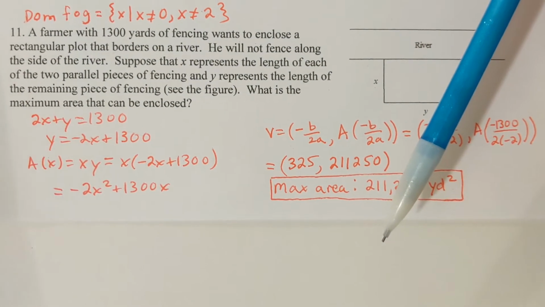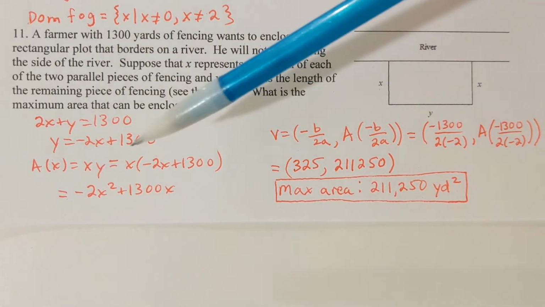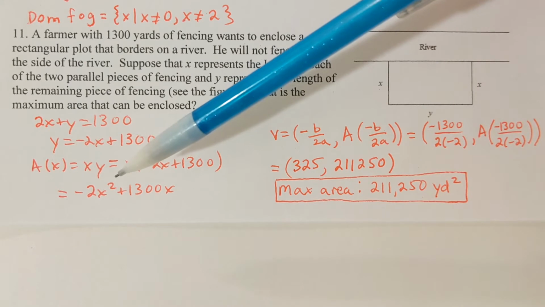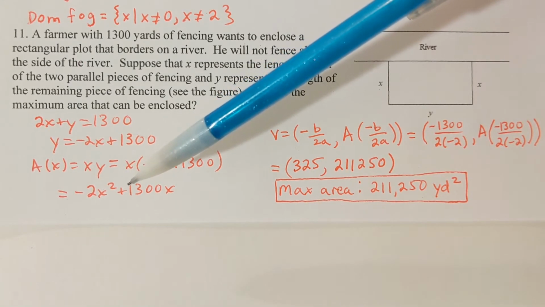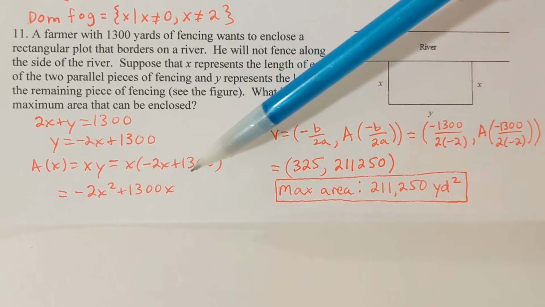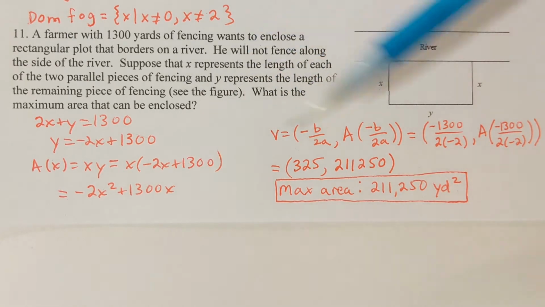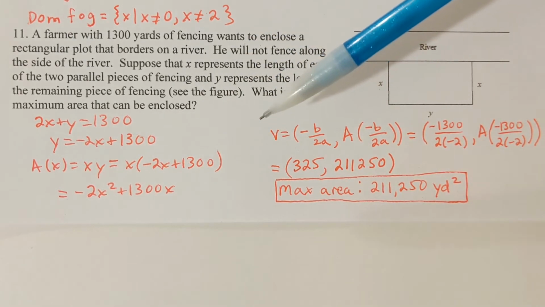What is the maximum area that can be enclosed? Well, the thing to see here is that this function would be a parabola. I'm in a quadratic form, ax squared plus bx plus c. C would be 0. That's fine. A, b, and c can be any numbers, just don't let a be 0. So I do have a quadratic.